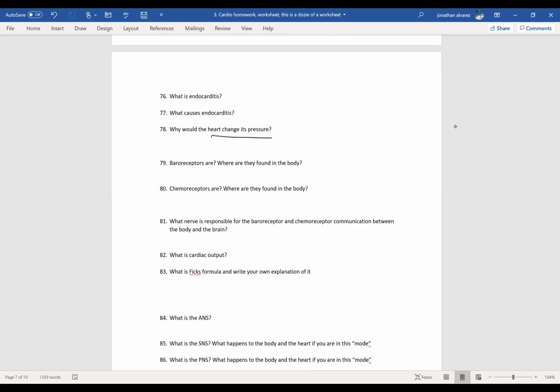Okay, the baroreceptors detect changes in pressure. Chemoreceptors detect changes in the body chemistry, such as CO2 and acidity, and they are found in the carotid sinus and the aortic arch. Okay, the nerve responsible is cranial nerve 10, which is the vagus nerve.